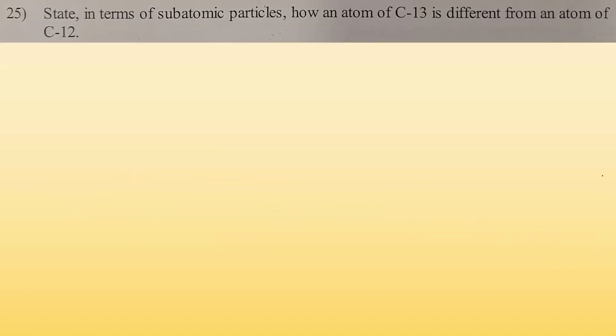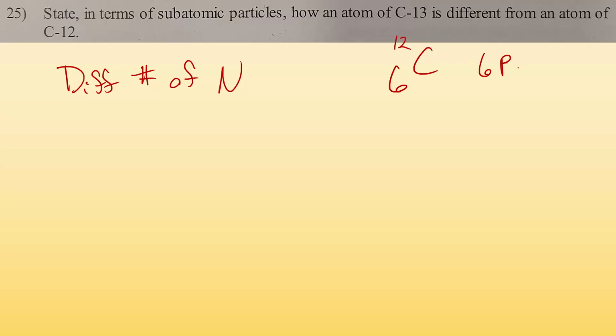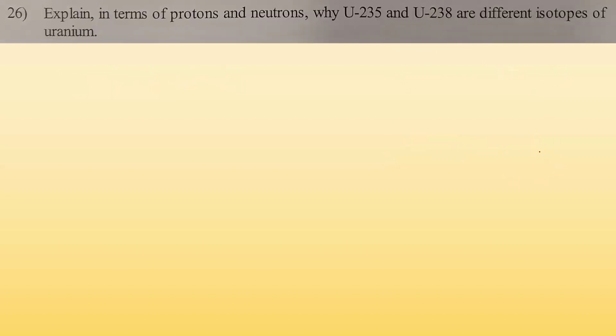25. State in terms of subatomic particles how an atom of carbon-13 is different from an atom of carbon-12. They have a different number of neutrons. Being more specific, carbon's atomic number is 6. If it has a mass of 12, it's got 6 protons and 6 neutrons. And if I had carbon-13, the only thing that's different is the mass. So I still have 6 protons, but this one has 7 neutrons. So I could be more specific: carbon-12 has 6 neutrons and carbon-13 has 7 neutrons.